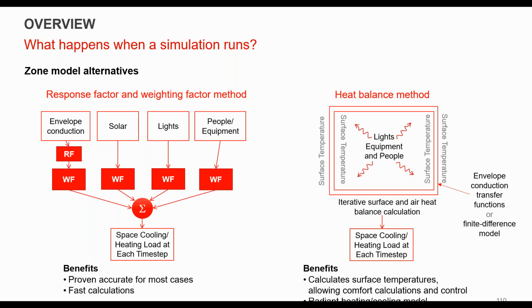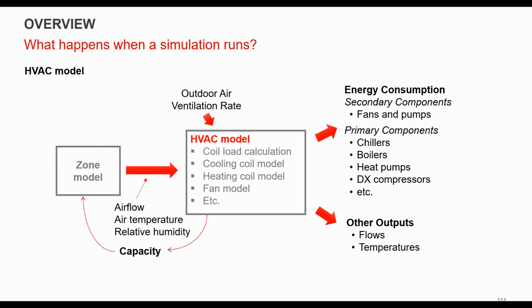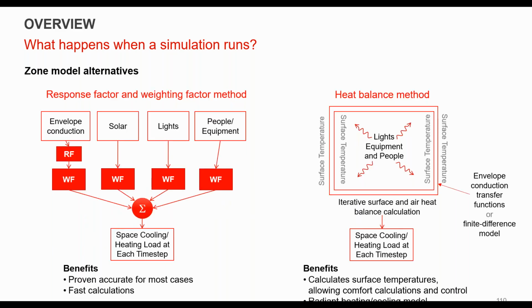But it also does account for radiant. It takes a little more time to run, obviously, because you're iterating. It's not going to be just a single summation calculation. You will iterate to find it. Again, it depends on what you're doing. If you're looking at a system that has radiant heating and cooling provided as part of it, like a radiant slab system or something like that, you might want to consider using a tool that uses the heat balance method versus a response factor methodology for load calculations.